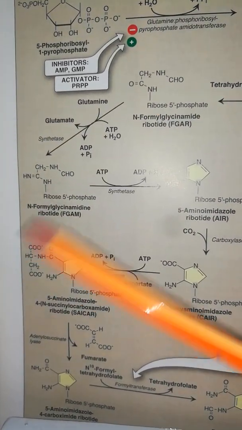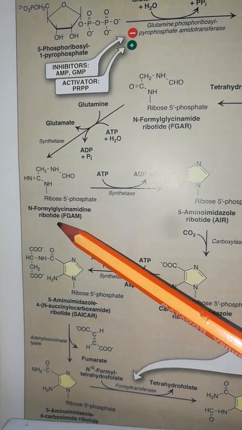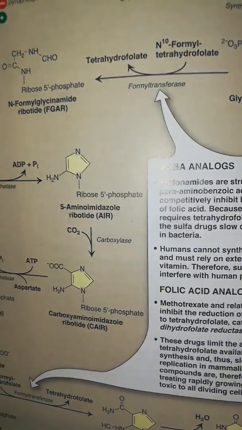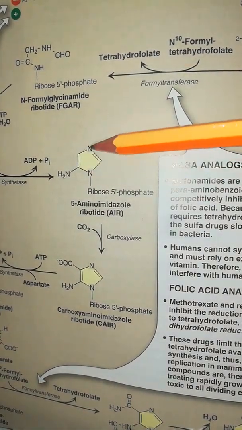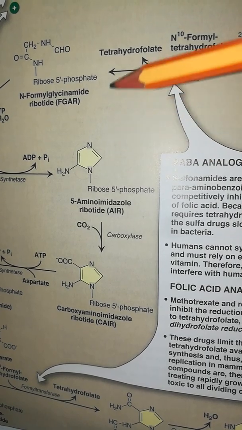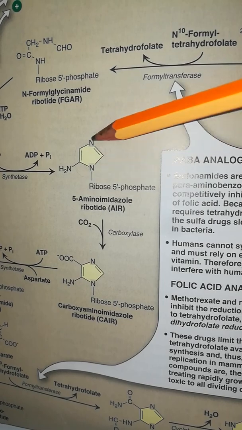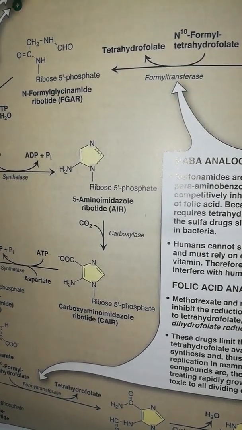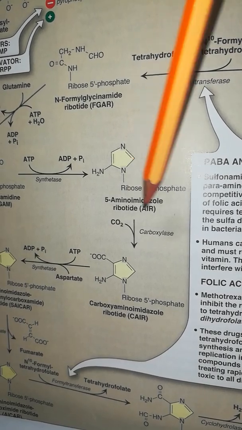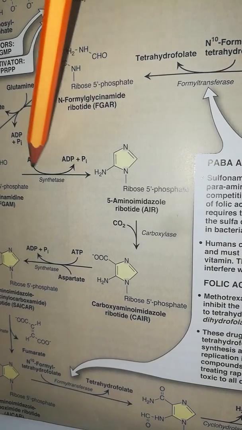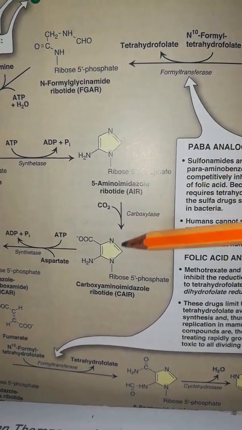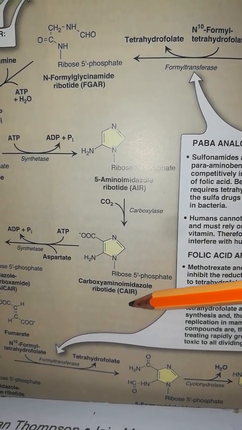So in the next step, you follow, N-formyl glycinamide ribotide is converted into this six-atom structure: 1 2 3 4 5 6. We get this single ring containing substance. So N-formyl glycinamide ribotide is converted into 5-aminoimidazole ribotide due to the presence of ATP. ATP is converted into ADP. So now in the next step, 5-aminoimidazole ribotide is converted into this chemical structure, named carboxyaminoimidazole ribotide.